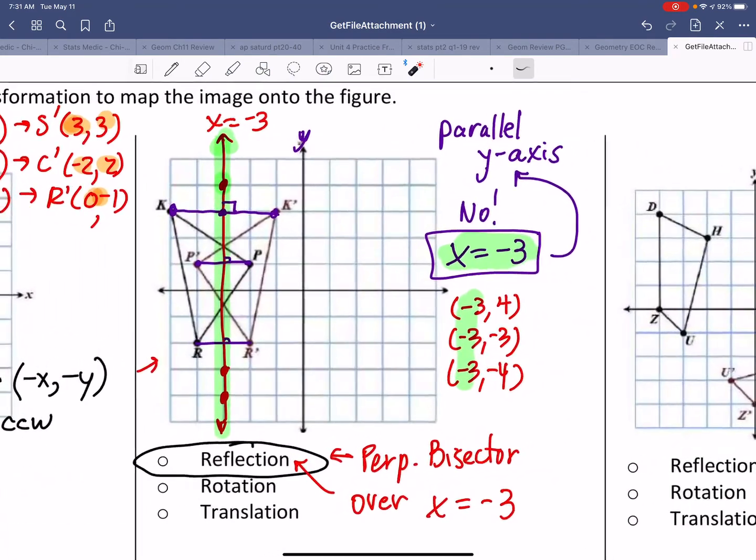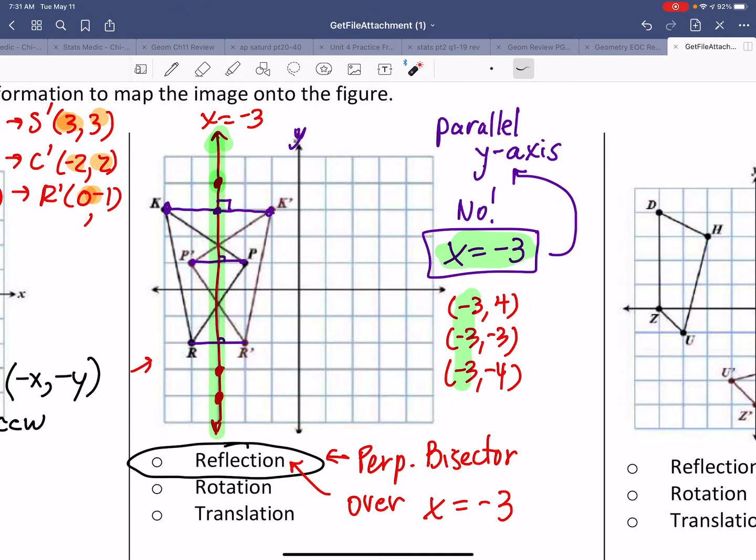Okay, next one, it says, what about this image? So let me kind of erase some of this stuff so you can see. Reflections are traveling by a perpendicular bisector. So we know K and K prime, if we draw a line here, is 4 units long. And this would be the perpendicular bisector cutting this in 2 and that 2. The same holds true for P and P prime, R and R prime.